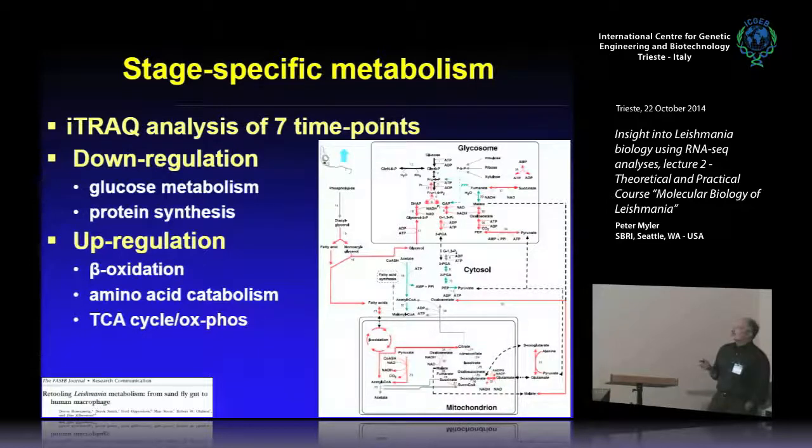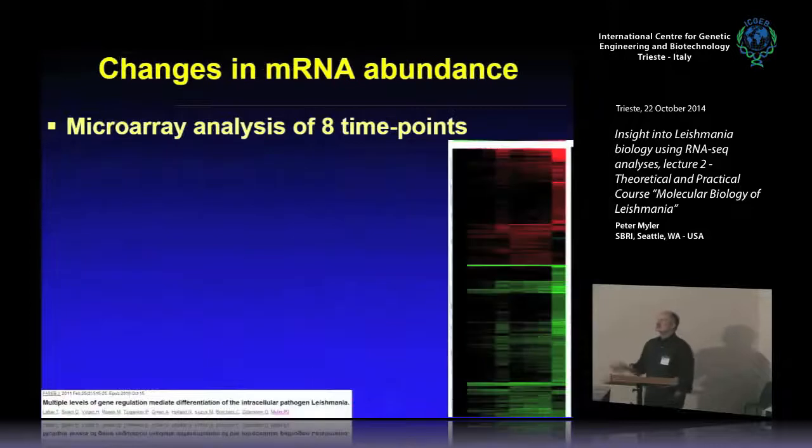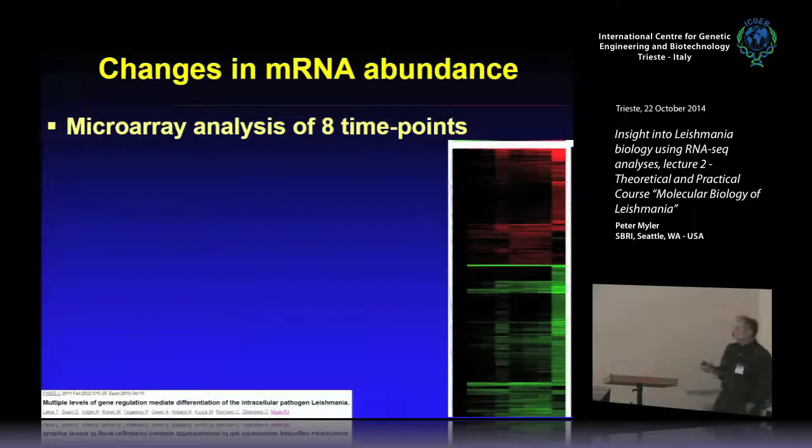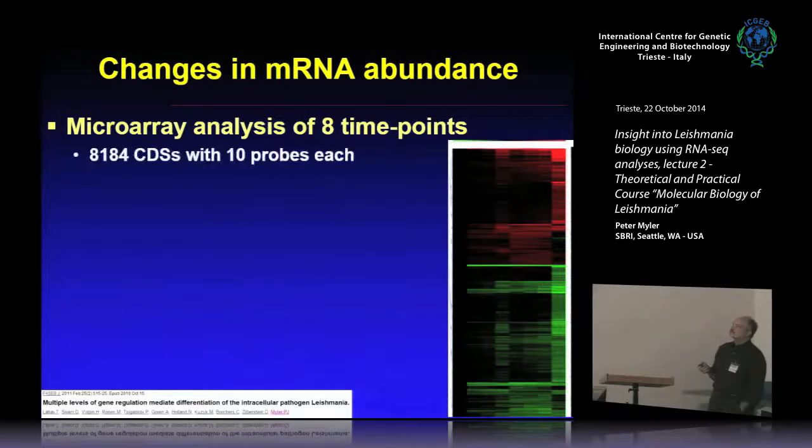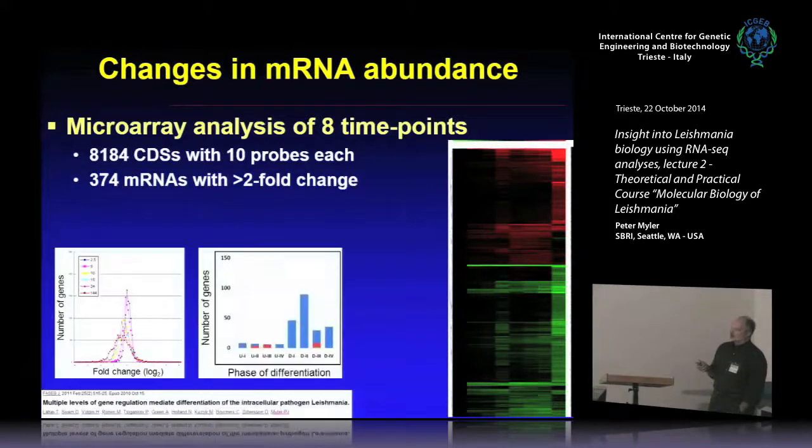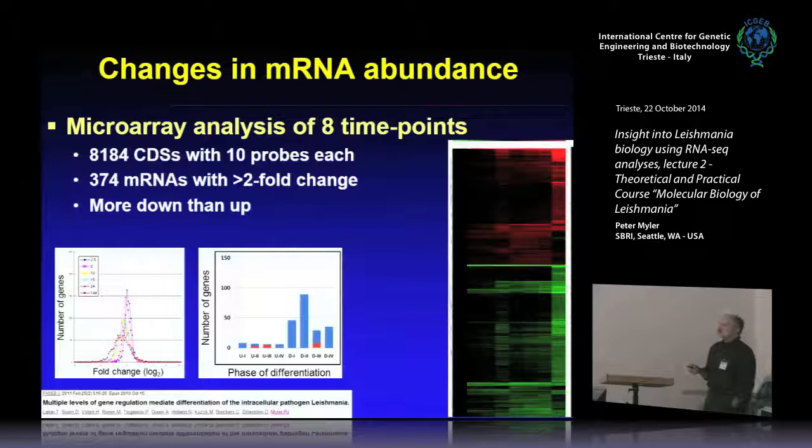So if you look on this map here, here are the things that are higher in promastigotes. Basically, only glucose metabolism is higher in promastigotes, whereas a whole pile of things in red here are higher in amastigotes. All right, so that's what happens at the protein level. When we looked at the RNA level, we saw a sort of similar picture, and this was done by microarrays. We saw several hundred genes, because now we have essentially complete coverage. We saw more genes that went down than went up, and that agreed with the proteomics data.